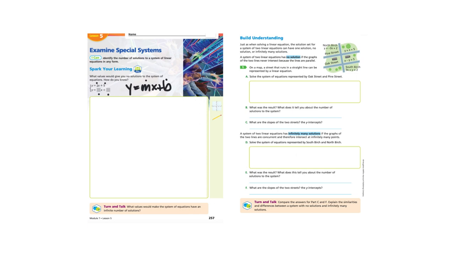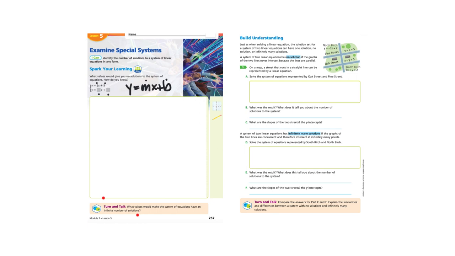So think about that, work on that, pause the video and take a few minutes, and then look at this turn and talk afterwards. What values would make this system of equations have an infinite number of solutions? So that's a little bit different question, so think about that as well. So take a few minutes, look at that, and then we'll go on to the build understanding.